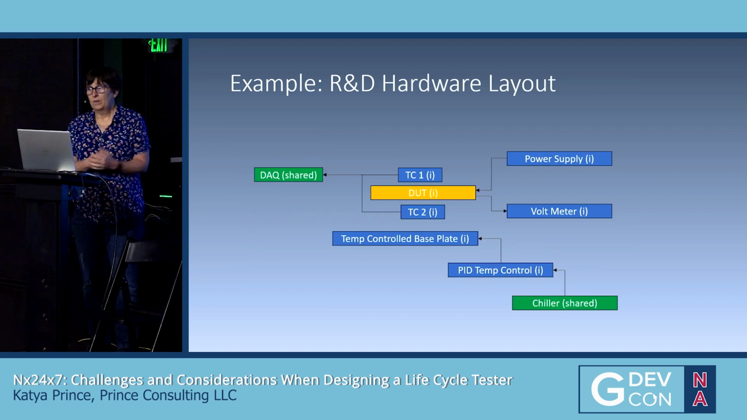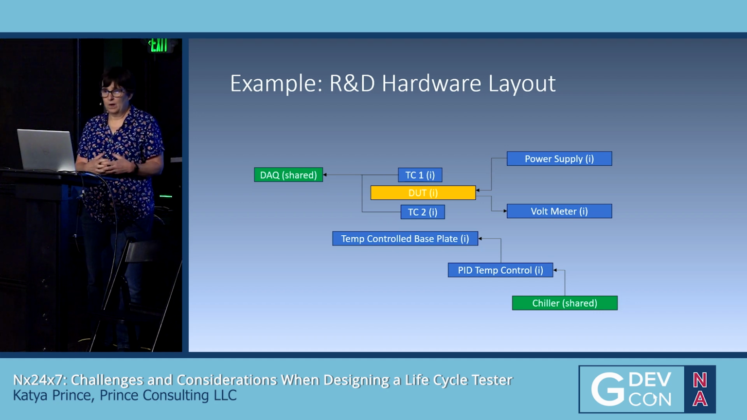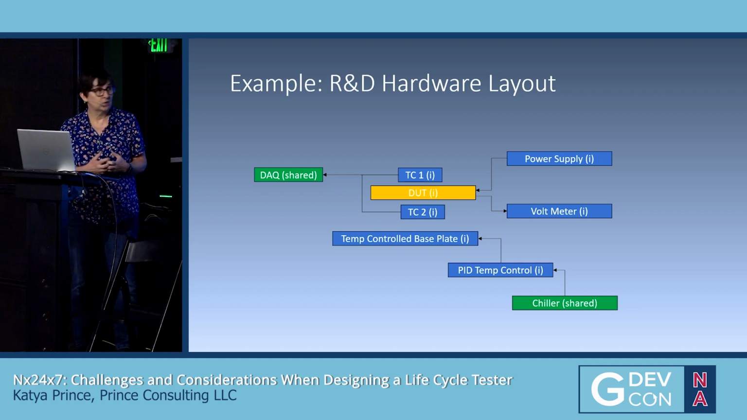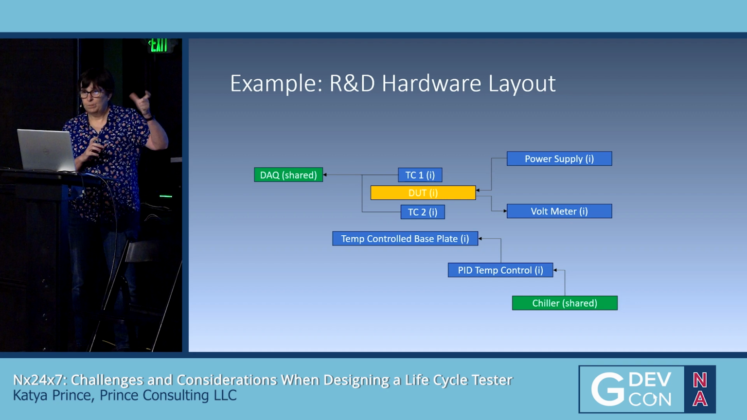So in the example of this thermoelectric device, when we were putting together the R&D lifecycle tester, we had the DUT there in the middle that was orange. And for each of the DUTs, we had a specific, individual power supply. They had a voltmeter on it as well so that they could take some measurements. There were a couple of thermocouples on each one of those so that they could actually measure how the device was changing temperature across it.